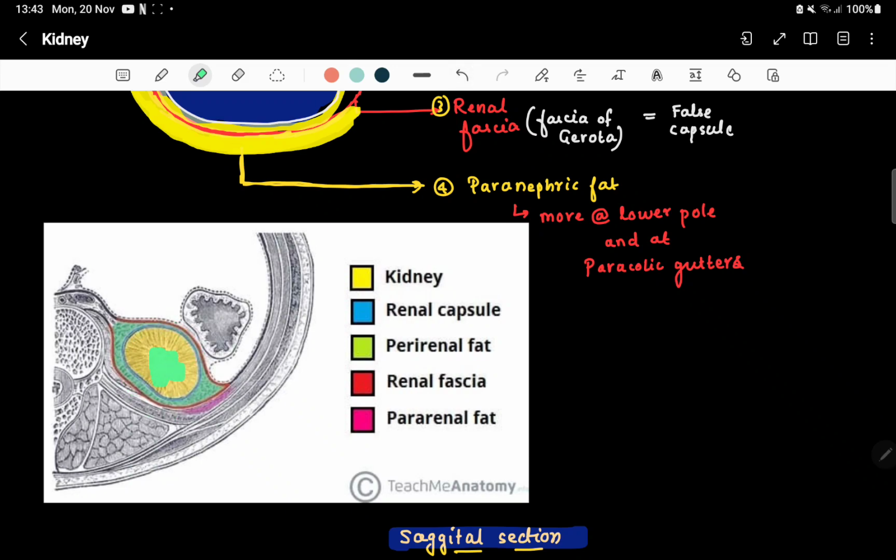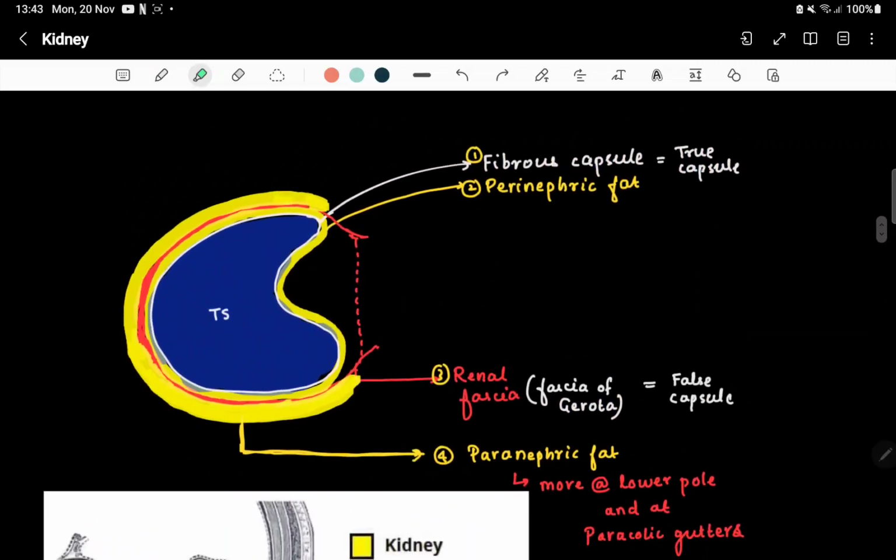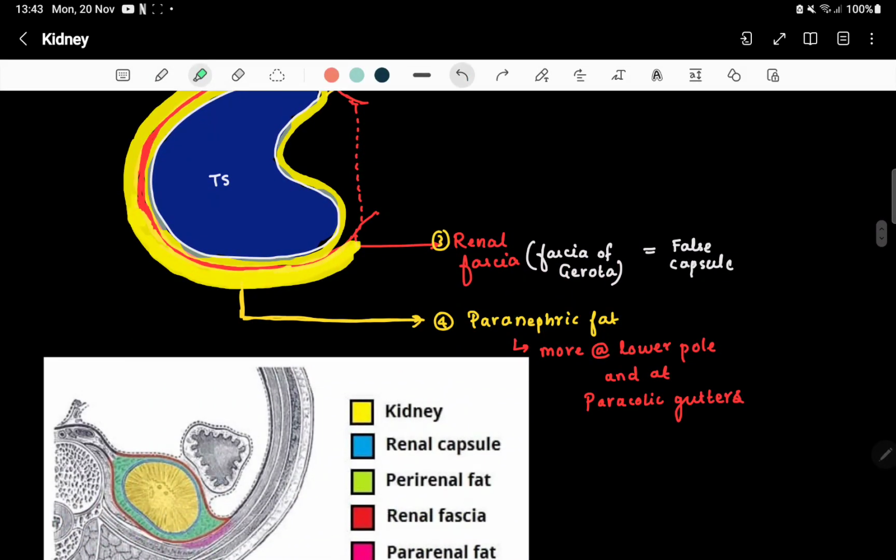kidney is there in yellow. Okay, and the pararenal fat is present outside. Pararenal fat is present outside. This pararenal fat is also called the paranephric fat.